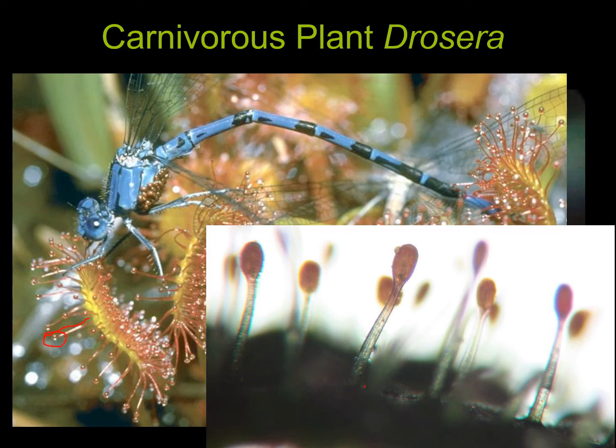This is what they look like up close, the hairs, and then the digestive enzyme secreting structures right on the end there. And then over a period of many days, maybe even weeks if you have caught something this big, the plant will slowly degrade the insect and then withdraw the nutrients, take them up into the plant tissue.